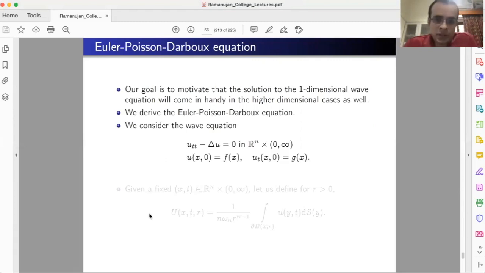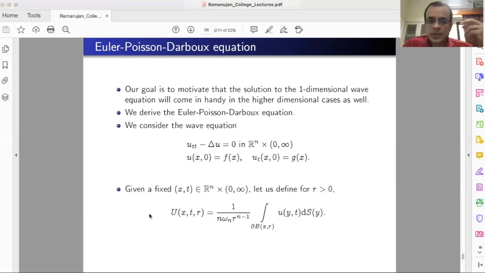So my goal is the following. I want to consider the wave equation u_tt minus Laplacian of u equals 0 in R^n cross (0, infinity), with u(x, 0) equal to f(x), and u_t(x, 0) equal to g(x). I want to see how a modification of what we did for the one-dimensional case comes up in the high-dimensional cases as well. So you fix an (x, t) in R^n cross (0, infinity).